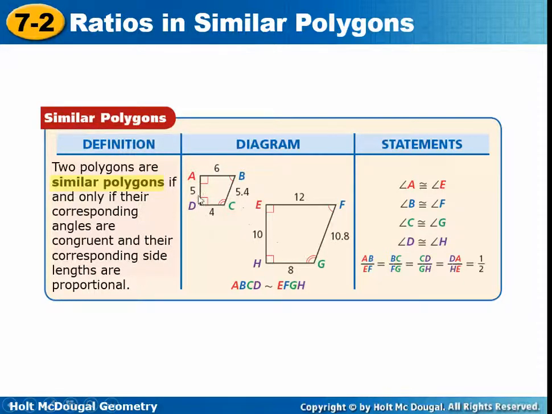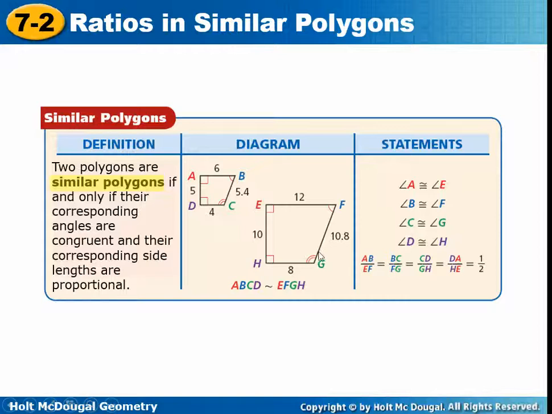So here's two figures. We have two quadrilaterals. We can see that angle A is congruent to angle E. They're both right angles. So you can write a statement that says that. You can see that angle B is marked congruent to angle F. Angle C has two angle marks, and so does angle G. So angle C is congruent to angle G, and angle D is congruent to angle H. So the corresponding angles are congruent.